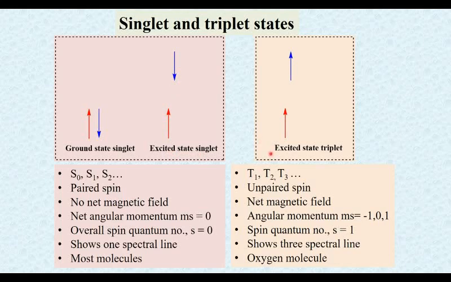And if the spin of two electrons is the same, that is unpaired spin, that is called a triplet state. And that will only be an excited triplet state, because it is not possible for two electrons to have the same spin state in the ground state. These are shown by S0, S1, S2 for the ground singlet state, the first excited and the second excited singlet state. It does not have T naught.